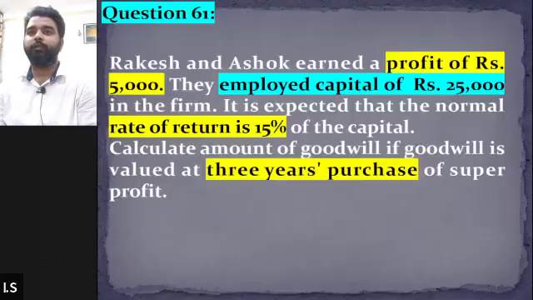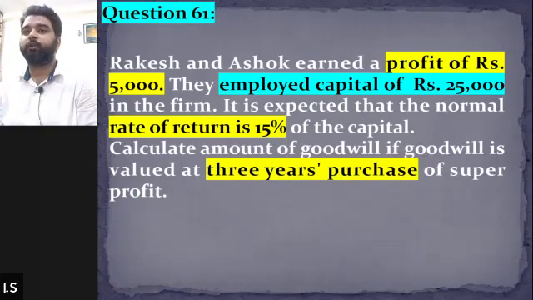So let's continue with question number 61. Question 61 is saying that Rakesh and Ashok earned a profit of rupees 5,000. So there are two partners, Rakesh and Ashok. Their profit is given. So whenever profit is given to you, we will consider it as the average profit.